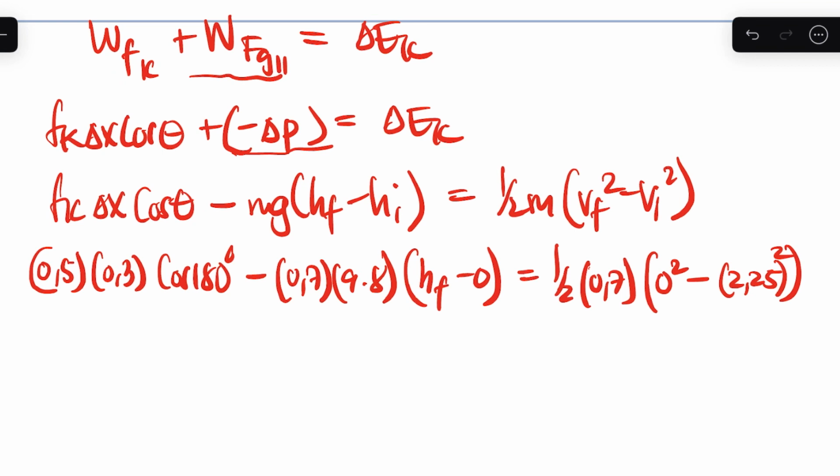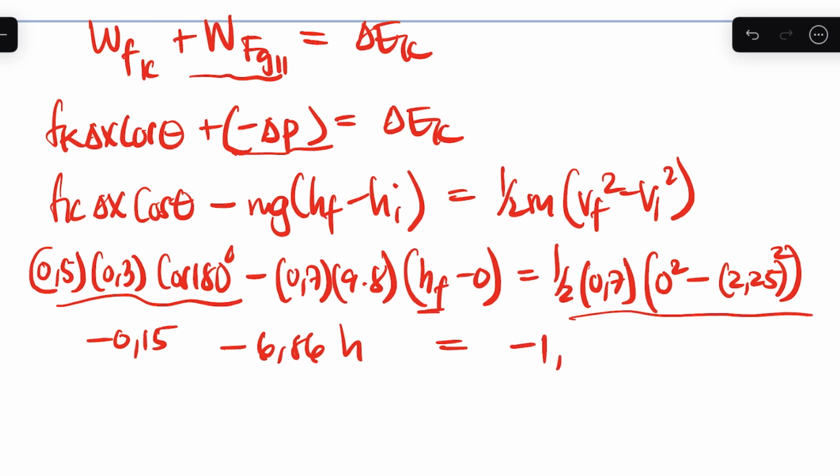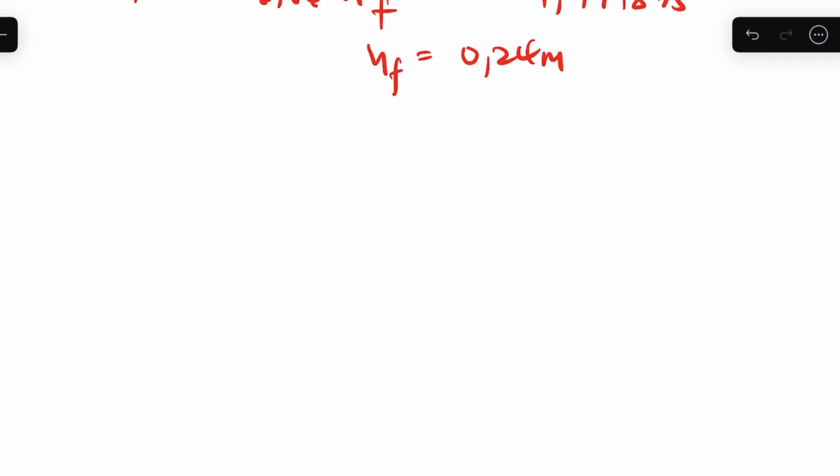So the answer here is negative 0.15, and the answer here is 6.86h. There's an unknown h there, and the answer for this side is negative 1.771875. Guys, it's not good to round off while you're not done with an answer. So when you do your math, your h final is going to be 0.24 meters. Let me show you the other way, guys. The other way to do this.